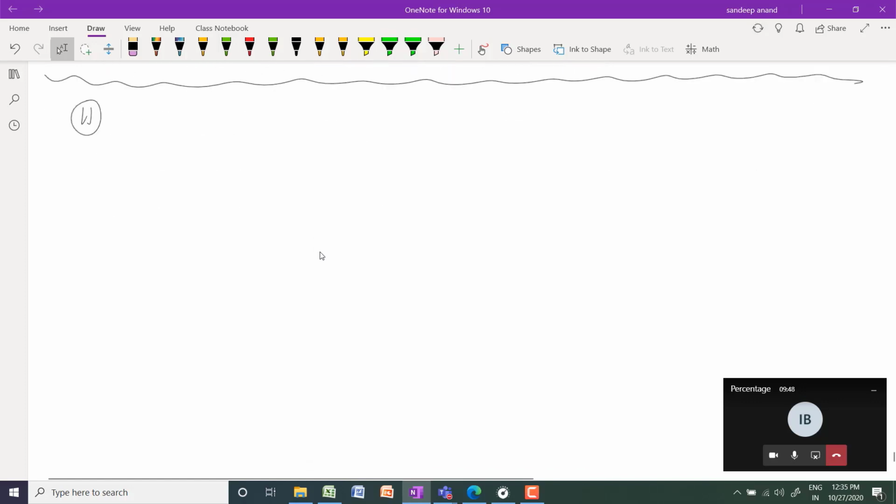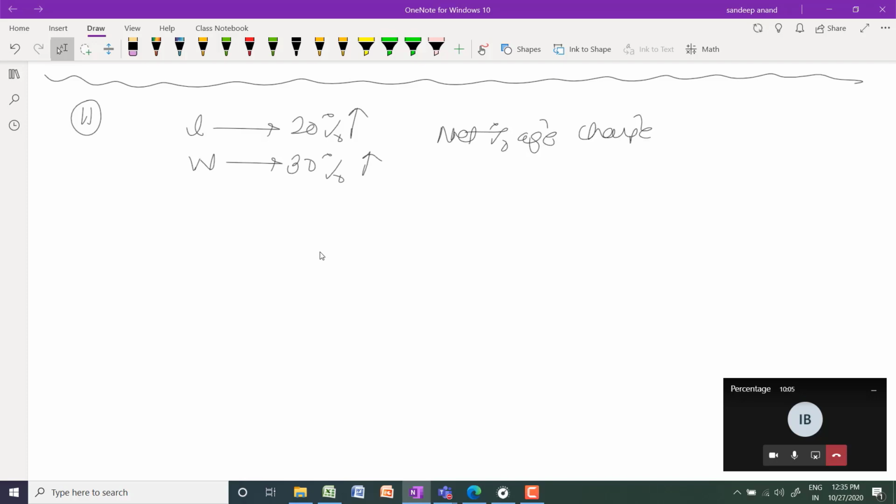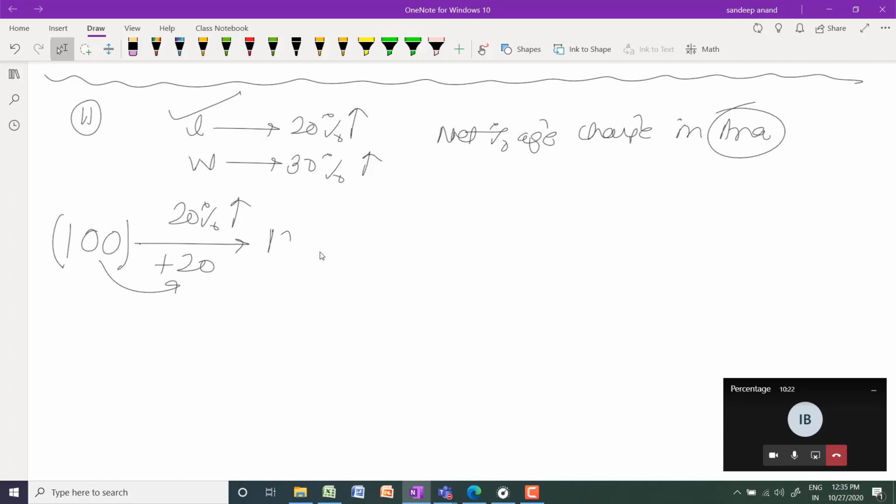In question number 2, suppose length is increased by 20%, and width is increased by 30%. Suppose this is the question. Now you need to find out the net percentage change in area. First, let the area be 100 initially. Now length is increased by 20%, so I am writing here 20% increase. What is 20% of 100? It comes to 20. I need to add this value, you will get 120.